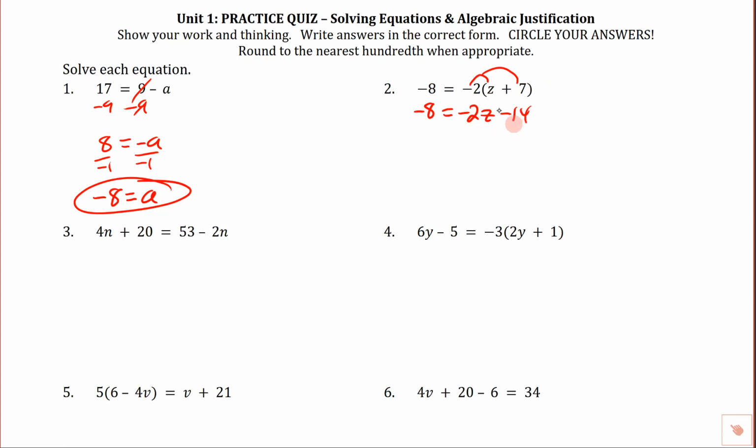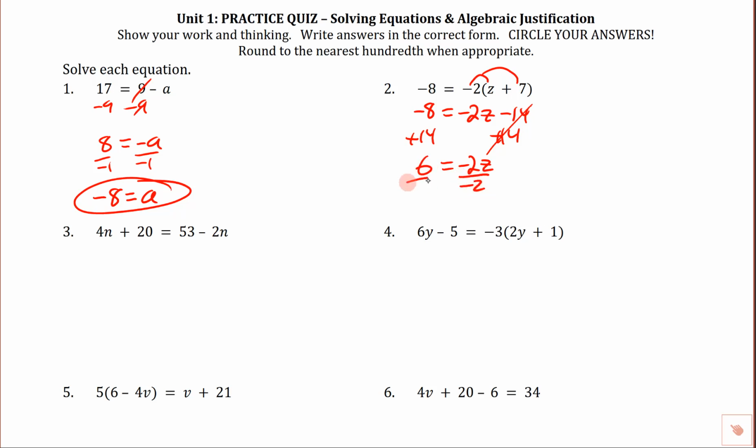Let's isolate that variable term. Let's move that 14 over to the other side. Let's do that by adding 14. Again, these are additive inverses, so they're going to cancel each other off. We've got a negative 2z here, and then we've got a 6 on this side.